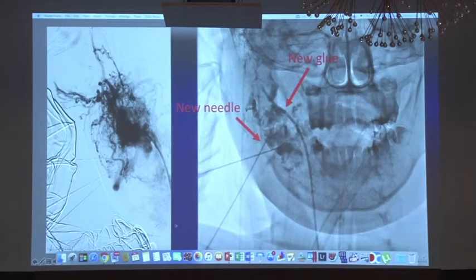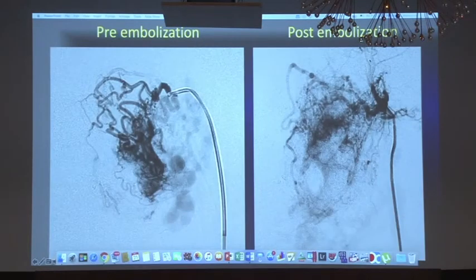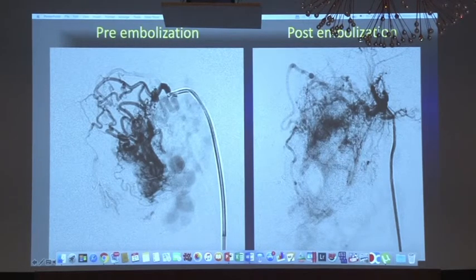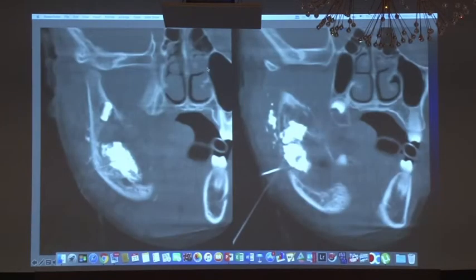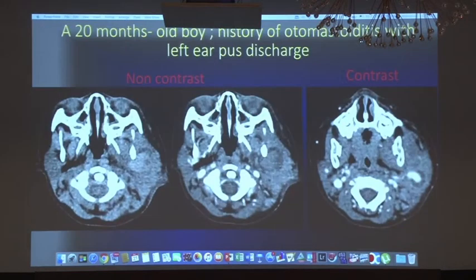After that, I put a new needle inside here and inject the glue. And then after the treatment, the vein in the mandible has gone, right? You can see the glue in the mandible on the CT scan. So the patient is okay after the treatment, and we have follow-up in 1 or 2 months.